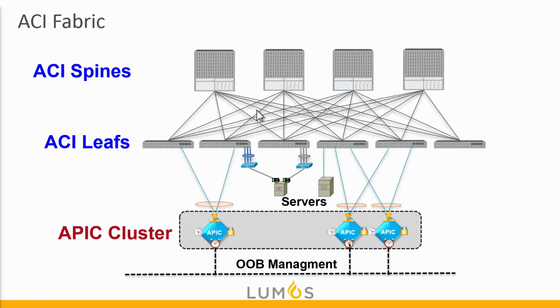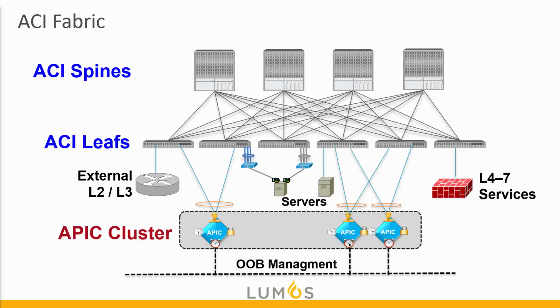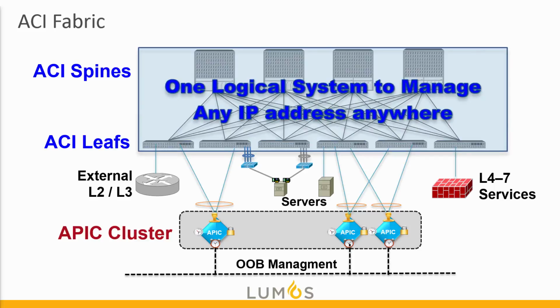Servers could be connected directly, bare metal. They could be hypervisors with VMs. They could be routers and switches. Here we see another switch and then another server on top of this. So there's many different possibilities here. We can certainly support any layer 4 through layer 7 services and external layer 2 bridging or external layer 3 routing. The idea is that we have one logical system to manage with any IP address anywhere. So any host IP address anywhere, but we have one logical system to manage.